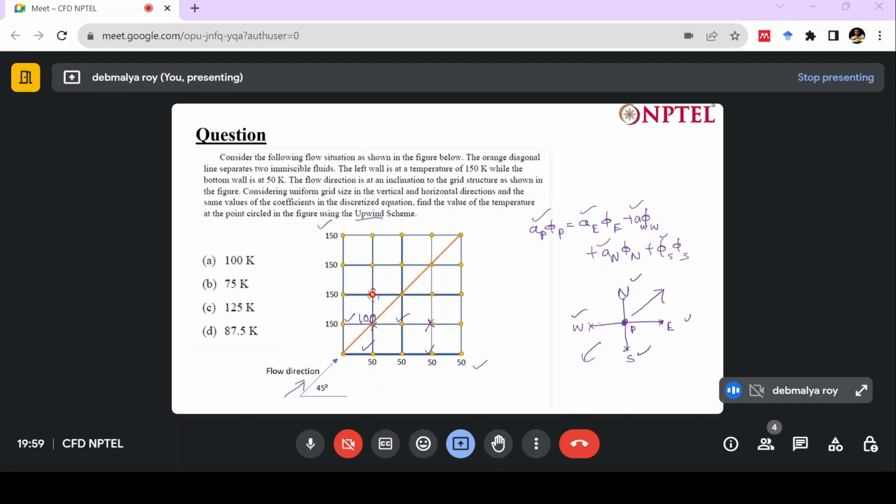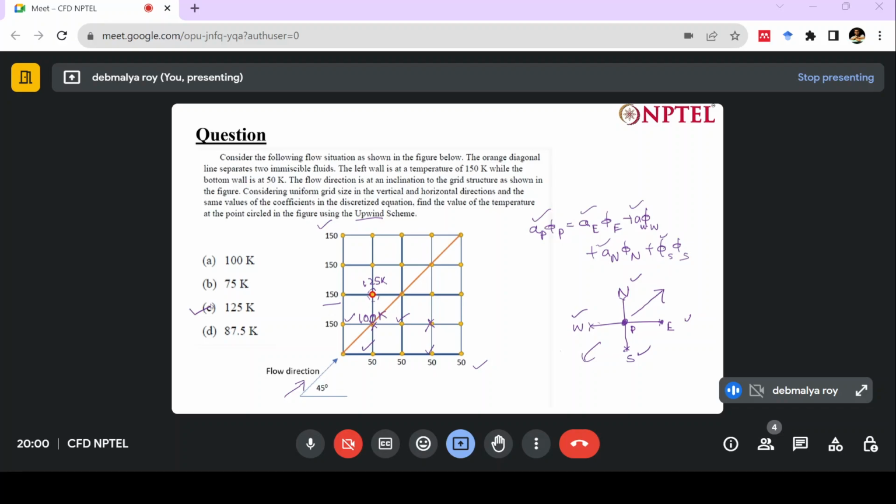Similarly, now we will move to this point. Here also we see in the west there is 150 and in the south there is 100. So we take the average. 150 plus 100 is 250 and its average will be 125. So this point will give us 125. So we have that here. This is the answer.